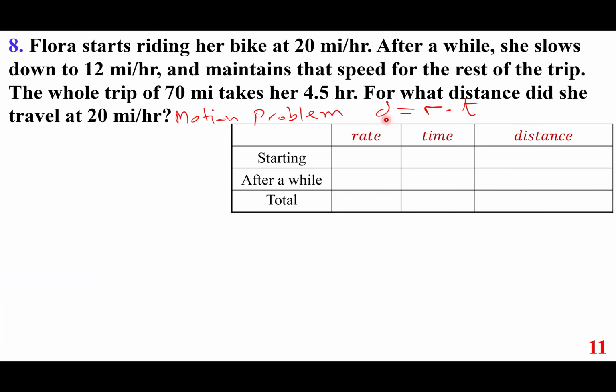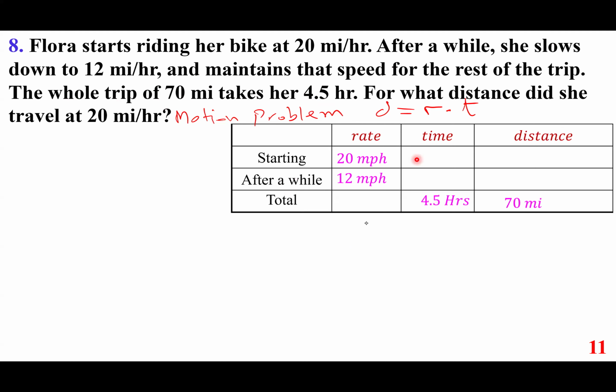So you set up a table like this. Rate times time is distance. And let's fill it up. So she starts riding her bike at 20 miles per hour. So the speed or rate to start with is 20 miles per hour. After a while, she slows to 12 miles per hour and maintains that for the rest of the trip. The whole trip is 70 miles. So the total distance is 70 miles. And it takes a total of 4.5 hours. This is how you fill up the given.